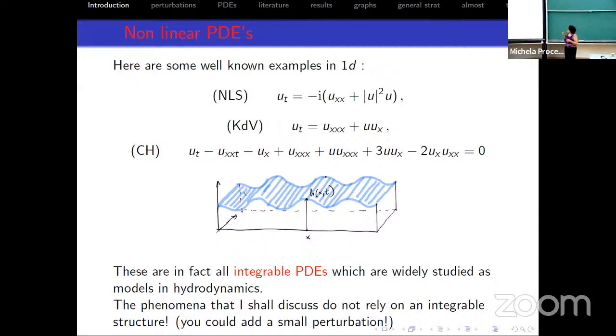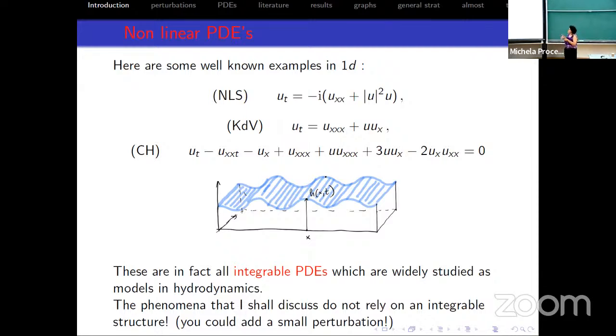So these are very nice models. They have been studied in lots of contexts. But really what you should know is that they are all integrable PDEs. And while there is a vast literature on integrable PDEs with many extremely interesting results, the things that I'm going to talk about do not depend on the integrability. So these are just nice equations that I wanted to write, but you could change them.